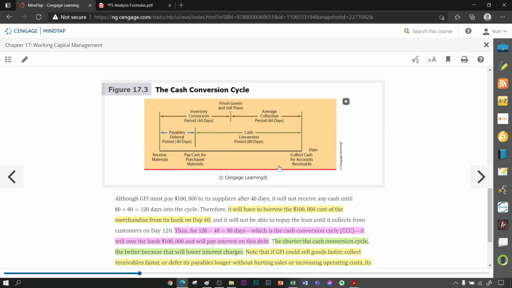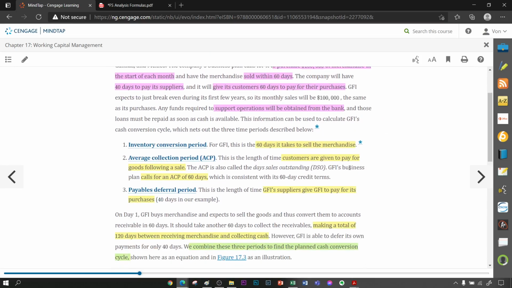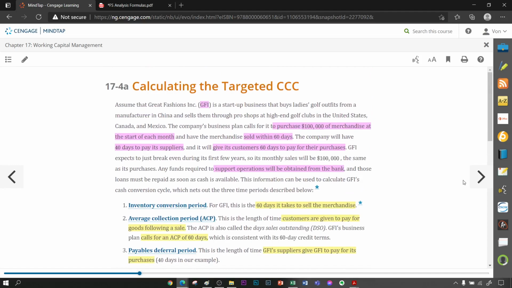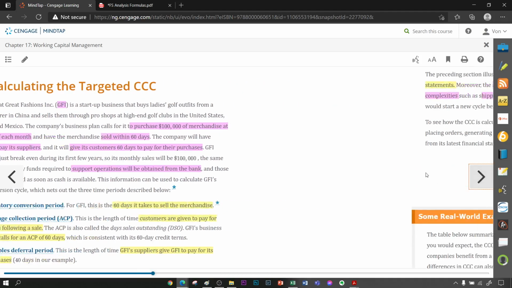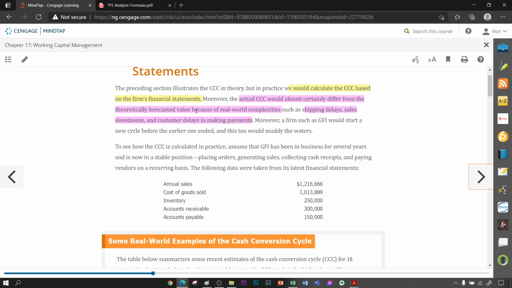So, ayan yung concept ng cash conversion cycle, no? And yung basic computation ng targeted CCC. Okay. So, punta tayo dito sa calculating the CCC from financial statements. Okay. Basahin natin lang. The preceding section illustrates the CCC in theory, but in practice, we would calculate the CCC based on the firm's financial statements. Moreover, the actual CCC would almost certainly differ from the theoretically forecasted value because of real-world complexities.